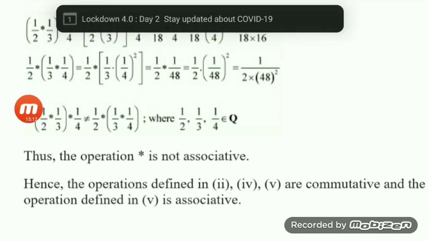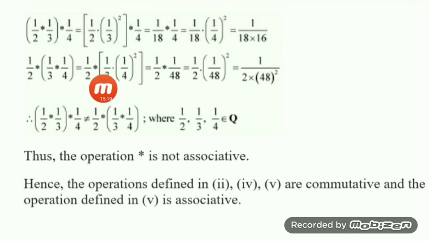Then half star 1 by 3, star 1 by 2. Okay, half is the first number, here 1 by 3, second number square, 1 by 4 square, 1 by 3 into 1 by 4 square is 16, 1 by 48, half second number square. So obviously they are not equal. So we have given here, this is not equal to this one. Hence, the operation is not associative.